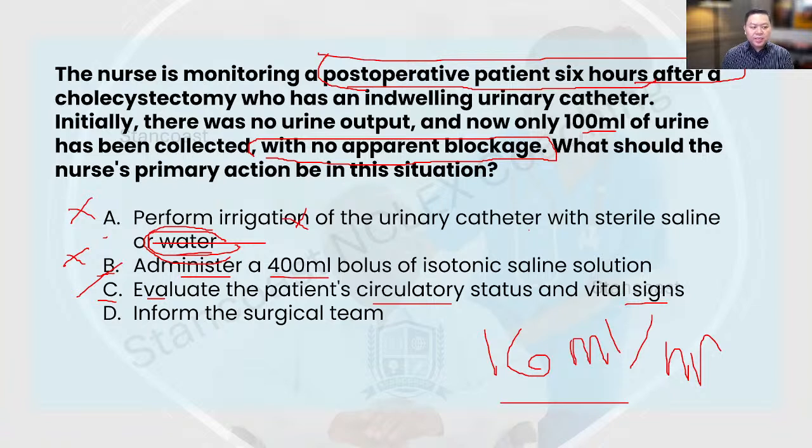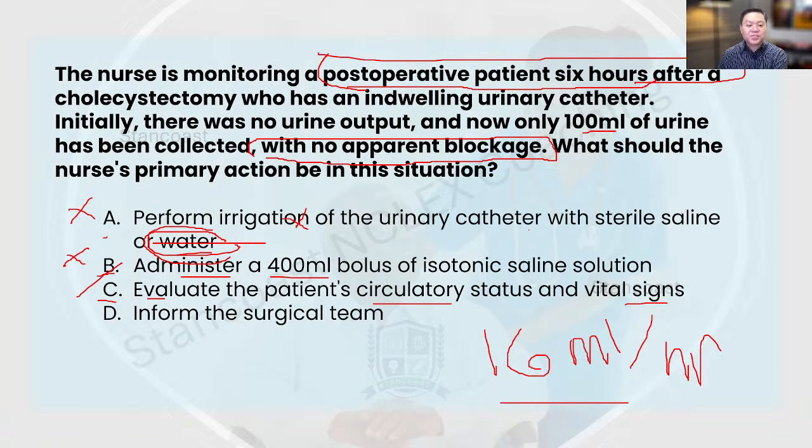What about letter D? Inform the surgical team. Another intervention that's just jumping the gun. This is something that is important though, but it should not be the nurse's primary concern in this situation, okay? This is going to be done only if our patient has significant blood loss or something like that, and this has been coordinated with the medical provider as well, that the patient is possibly bleeding out. So this will take place later on after we have done our task to do the proper assessment. Okay, so that's how we're going to answer the test question.